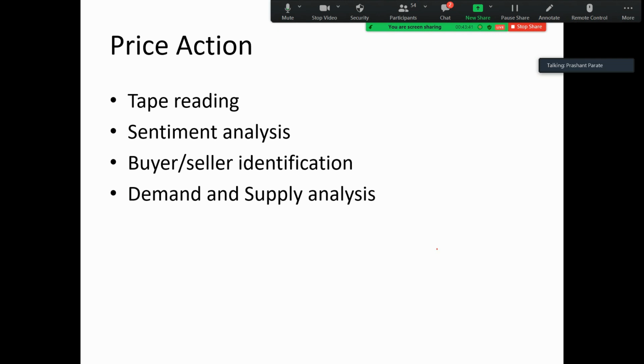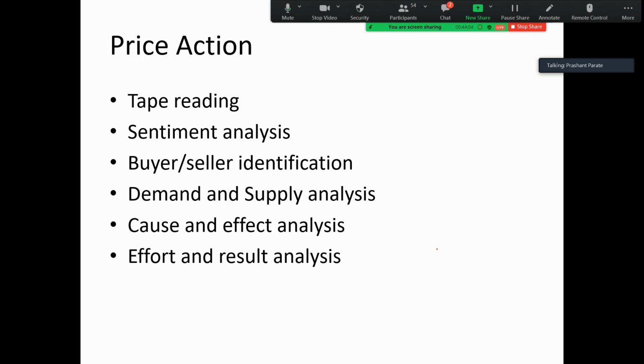Then there are different methods to identify demand and supply zones. Demand zones are used to buy and supply zones are used to book profits or sell short. These things are very useful for trading purposes. Then cause and effect analysis, as I said on point and figure chart, can be done using price action. Effort versus result can be done using volume spread analysis. Then market structure identification.